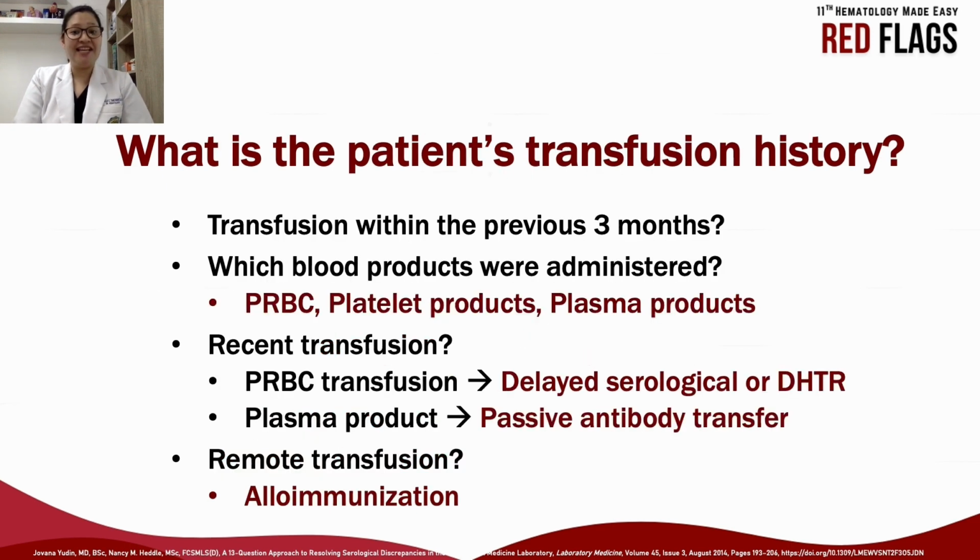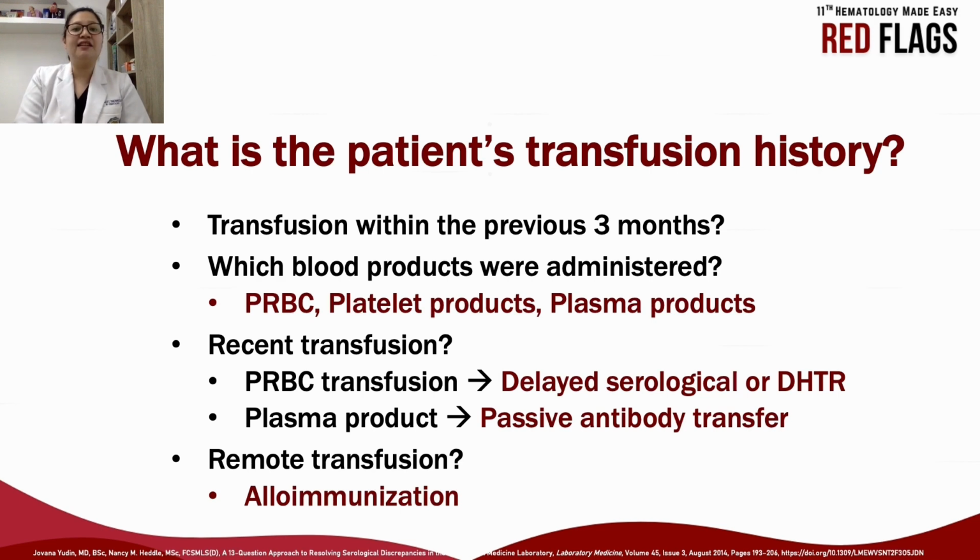The transfusion history is important because a history of previous transfusion may reveal a patient that has been alloimmunized to RBC antigens with formation of a potentially clinically relevant IgG antibody. If the patient has received a transfusion, it is important to know whether the transfusion occurred within the past 3 months, and if so, which blood product or products was or were administered. If the recent transfusion consisted of red blood cells, the patient could be having a delayed serological or delayed hemolytic transfusion reaction. If the recent transfusion was a plasma product, passive antibody might be the one causing the problem.